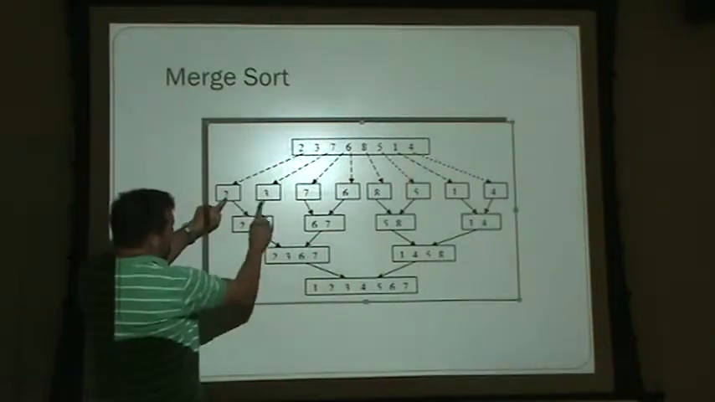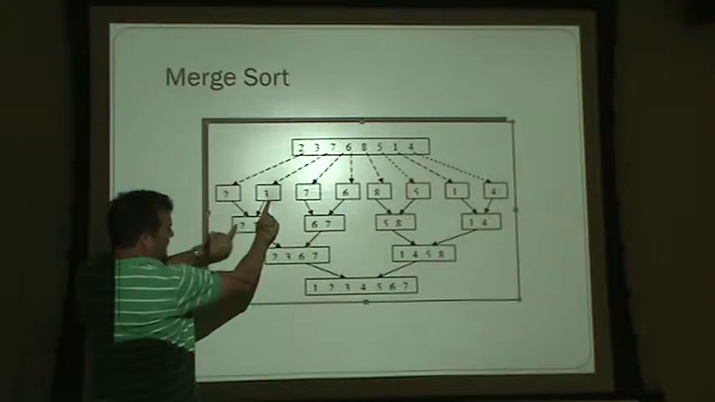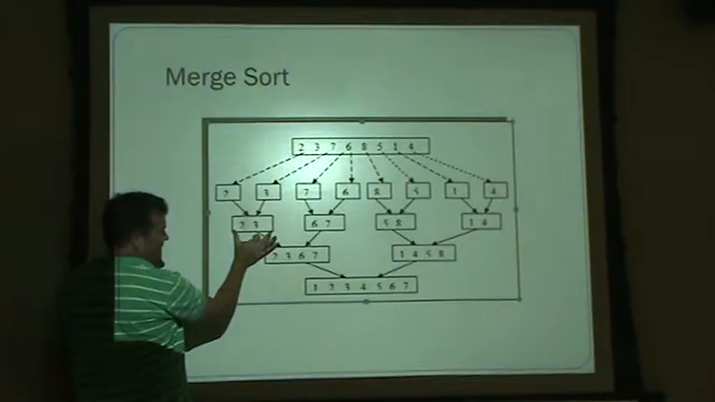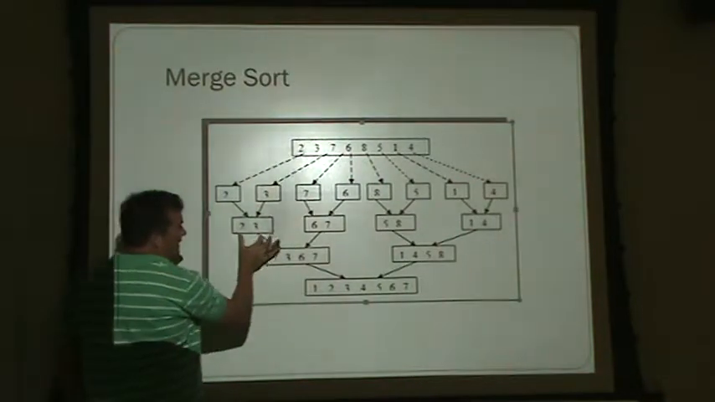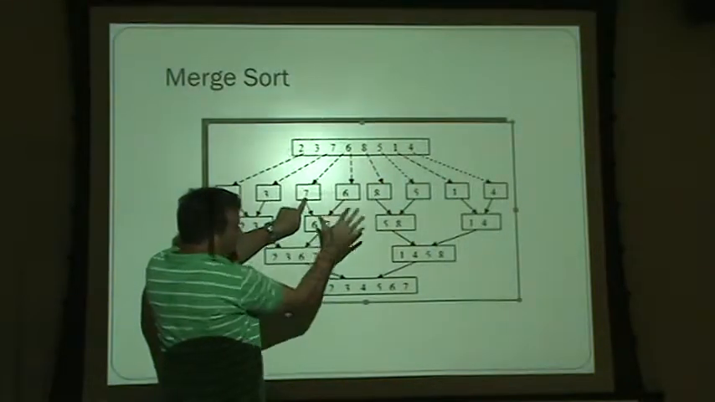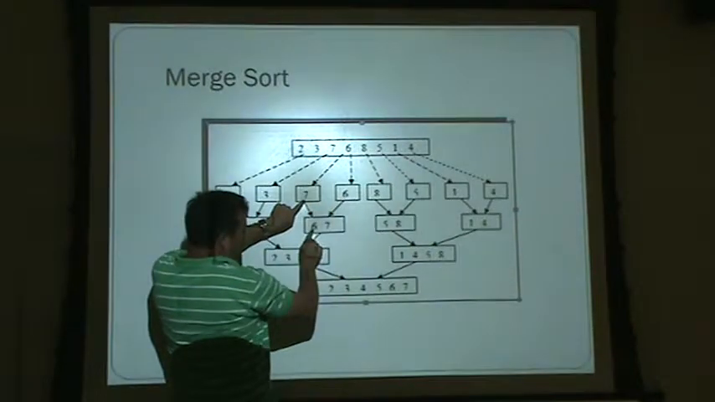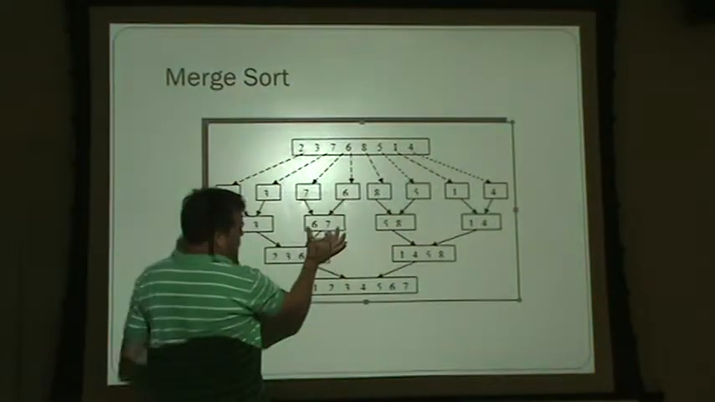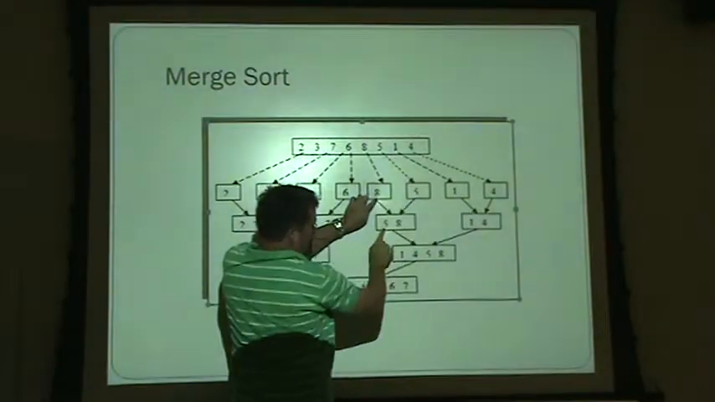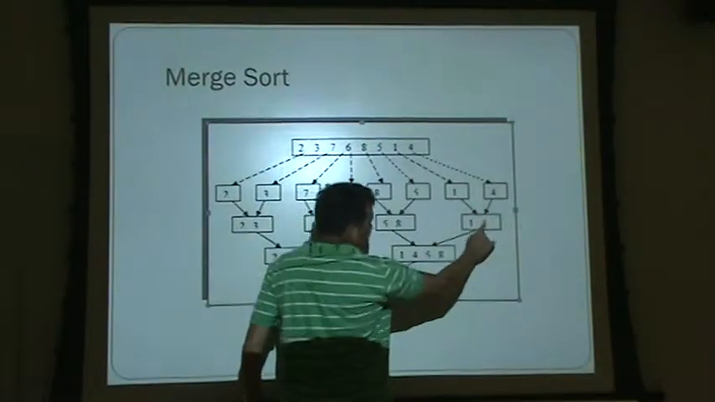So now we have 2 and 3, and we ask ourselves, out of these two, which one's smaller? The 2 is smaller, so that gets written here, and then the 3 gets written here. Now this list is sorted. Then out of 7 and 6, we put pointers at the beginning of each list, even though they're of size 1 right now. Which one is smaller? The 6 gets written down, and then the 7. Now this list is sorted. Out of the 8 and the 5, the 5 goes first, the 8 goes second. And out of 1 and 4, the 1 goes first, and the 4 goes second.